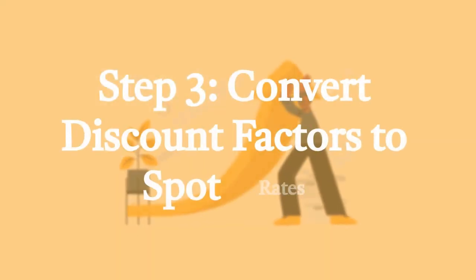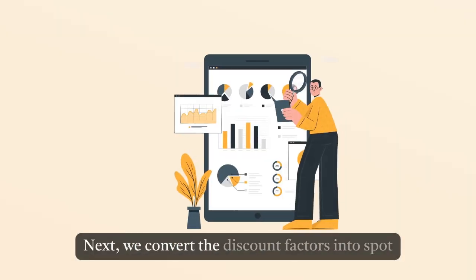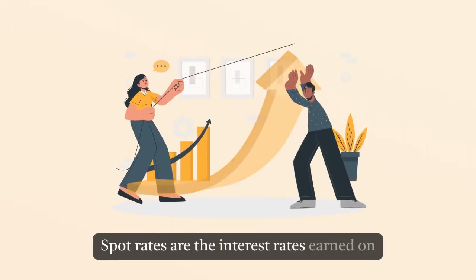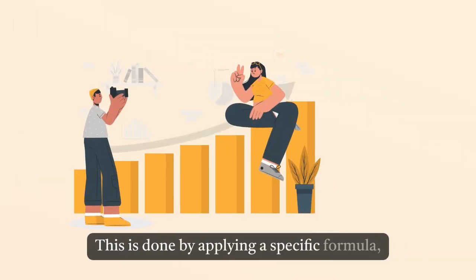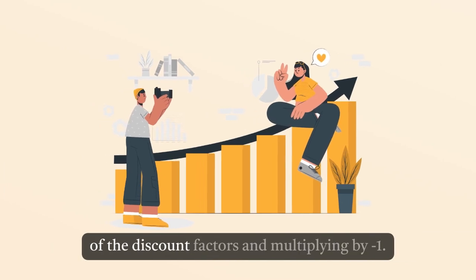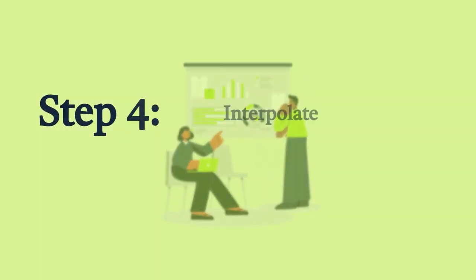Step 3: Convert discount factors to spot rates. Next, we convert the discount factors into spot rates. Spot rates are the interest rates earned on zero-coupon bonds. This is done by applying a specific formula, which involves taking the logarithm of the reciprocal of the discount factors and multiplying by -1.